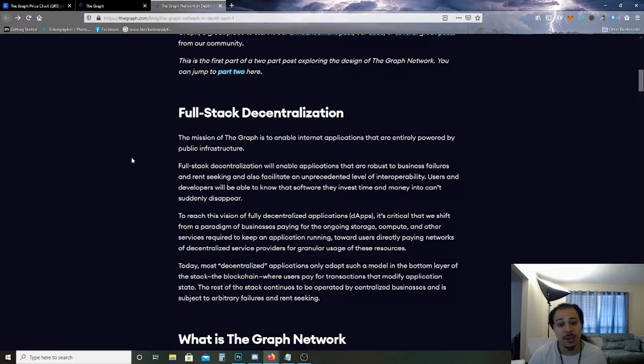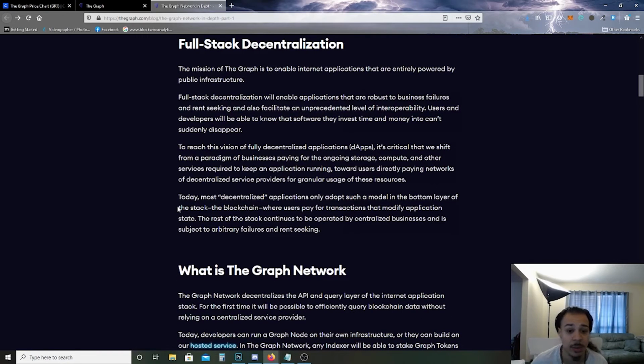Full stack decentralization will enable applications that are robust to business failures and rent seeking, and also facilitate an unprecedented level of interoperability. Users and developers will be able to know that software they invest time and money into can't suddenly disappear. To reach fully decentralized applications, it is critical that we shift from a paradigm of businesses paying for the ongoing storage, compute, and other services required to keep an application running, towards users directly paying networks of decentralized service providers for granular usage of these resources.